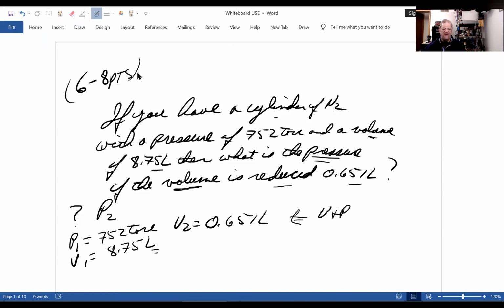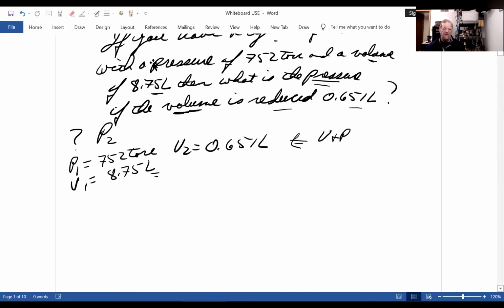Now, if you notice, all we have here to work with are volume and pressure. Notice nothing about temperature. Immediately that should tell you that you need to use P1 times V1 equals P2 times V2. Now, what are we being asked to find? P2. Therefore, if we're going to solve for it, we want this alone on one side. How do we do that? Well, we got to get rid of the V2.